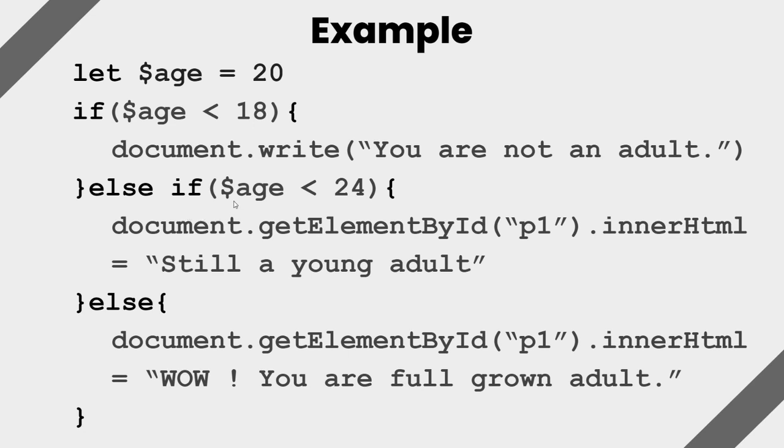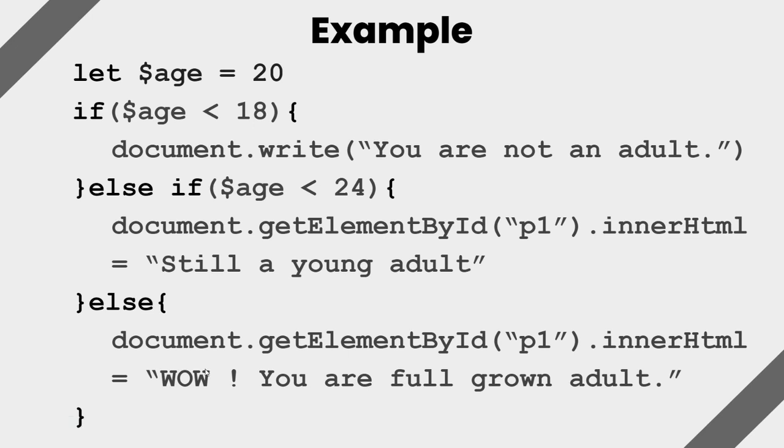In the else if block, it would compare the value of 20. Is 20 lesser than 24? Of course, 20 is lesser than 24. Because this condition was true, this particular code we have here would execute. The code here is document.getElementById with the id name of p1, dot innerHTML, which is assigned the value "still a young adult". So if we render this on the browser, we are only going to have this particular result displayed on the screen and not the one we have above or even the one in the else statement.